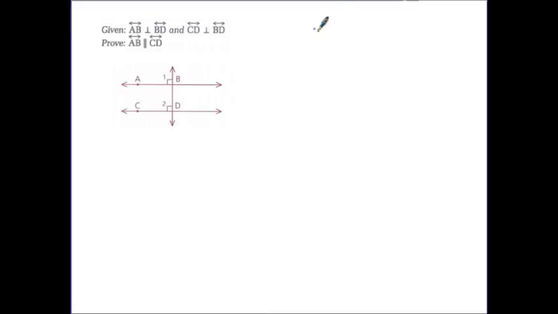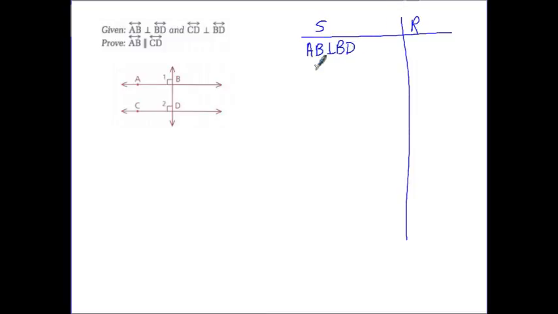Okay, here we go. We got our statements and our reasons. You can either combine those givens or write them as one statement. I'm going to write them separately. AB is perpendicular to BD. CD is perpendicular to BD. Those are all given to me.